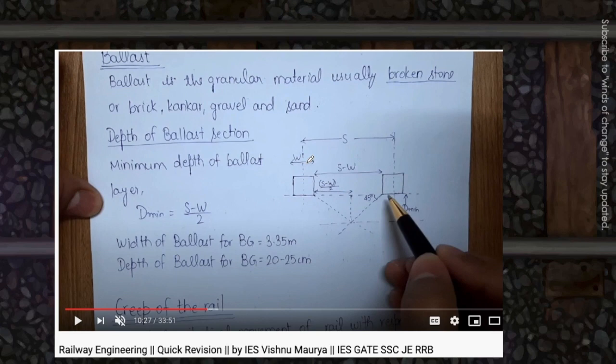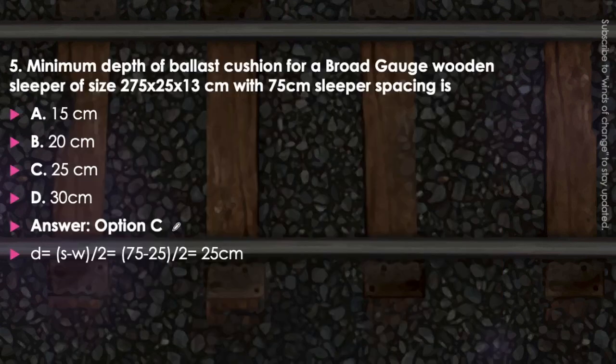Okay. So putting this formula (S minus W) by 2, since 75 was the sleeper spacing which was given here and the width of the sleeper was 25, you can watch it from here. So 75 minus 25 is 50, 50 upon 2 is 25 centimeter. So the answer will be option C, that is 25 centimeter.